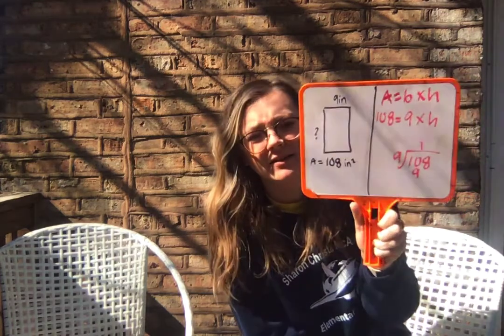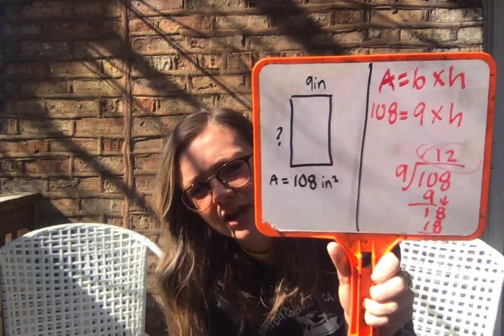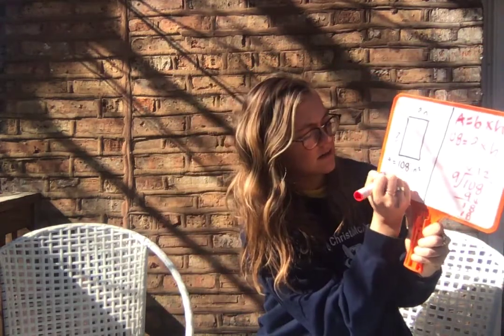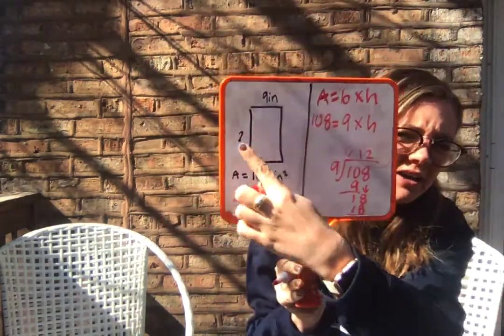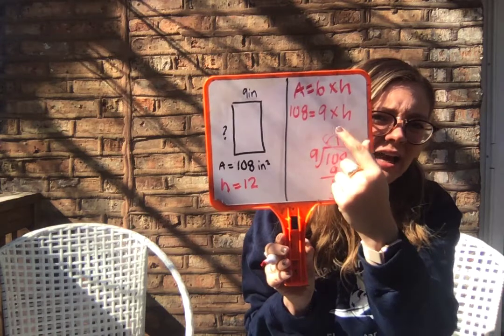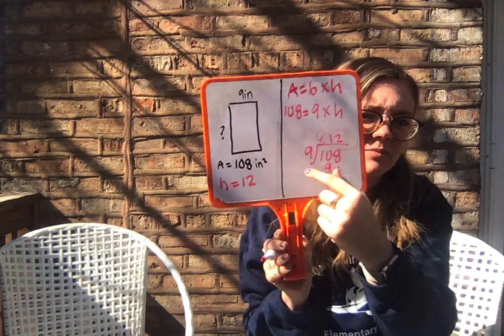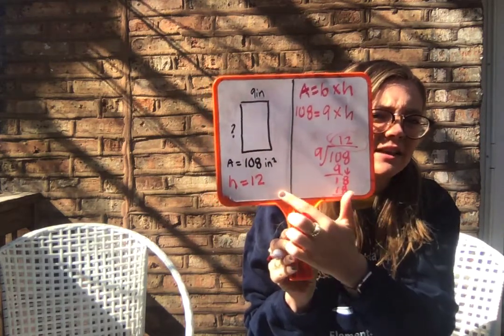9 goes into 10 one time, which is 9. I subtract and I get 1, and I bring down the 8. 9 goes into 18 two times, which is 18, and I got 0, so I can stop. So what number times 9 is going to give me 108? The height is 12. And the reason the height is 12 is because if this area is 108, and I know that the base is 9, I need to find a number that I can multiply times 9 to give me that area of 108. And the only number times 9 that gives me 108 is 12.